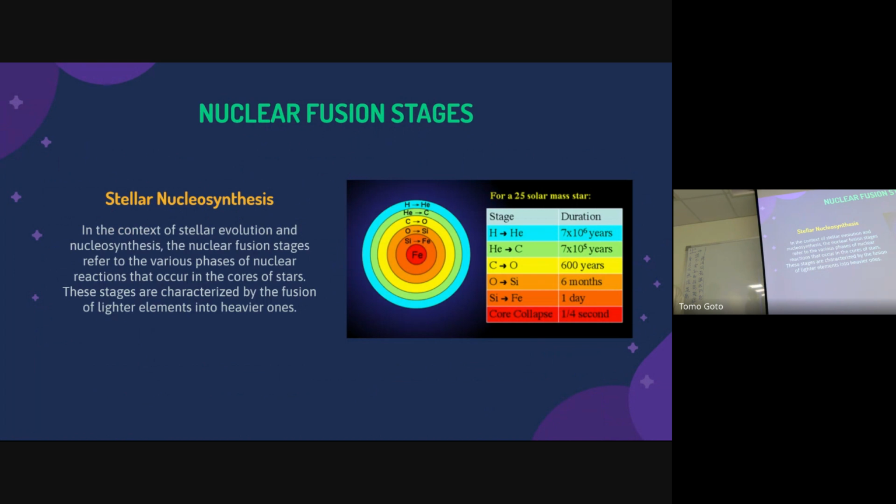So here is the nuclear fusion stage. Stellar nucleosynthesis, the nuclear fusion stages, refer to the various phases of nuclear reactions that occur in the core of a star. These stages are characterized by the fusion of lighter elements into heavier ones. So here we have a few layers for hydrogen, helium, carbon, oxygen, silicon, and iron. These layers mean that the star is heavier or lighter.